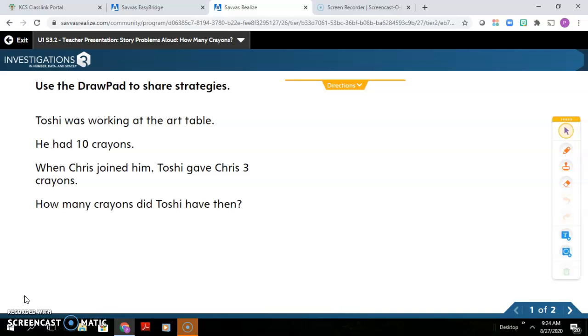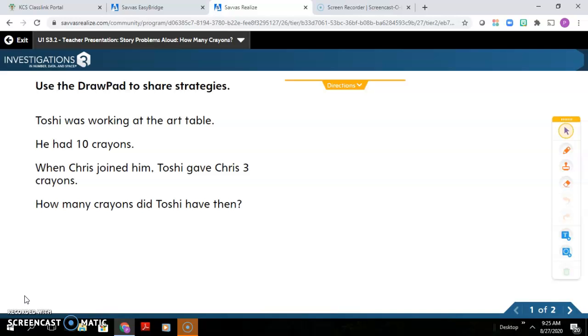All right, let's go back and think about what's happening in this problem. Remember to visualize. How many crayons did Toshi have at the beginning? Right, he had 10 crayons. And what did he do when Chris joined him? That's correct. He gave Chris 3 crayons. And our question is, how many crayons did he have then?